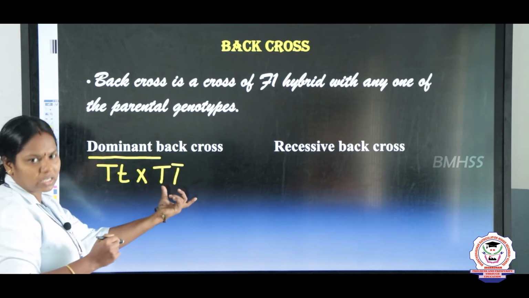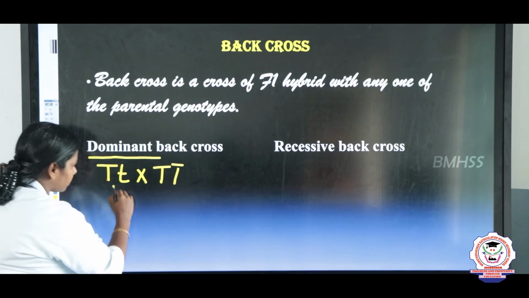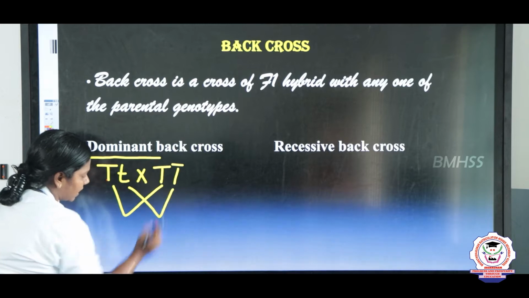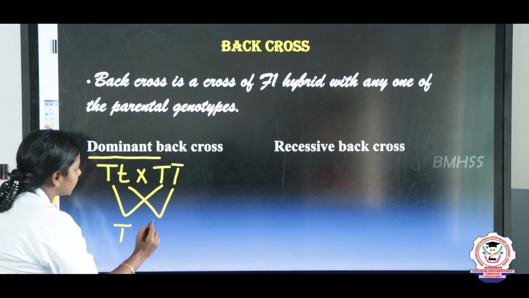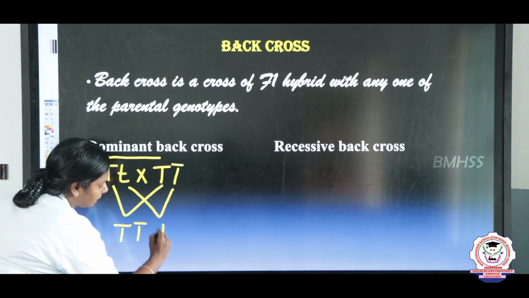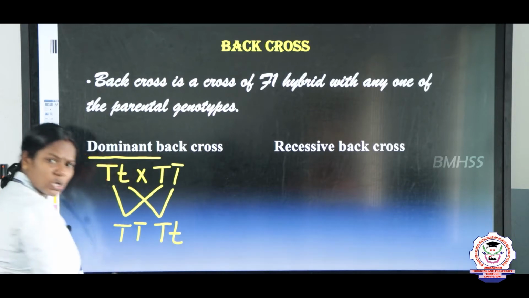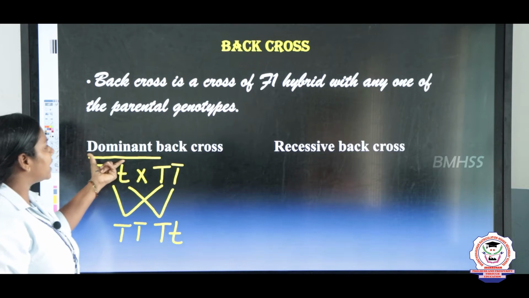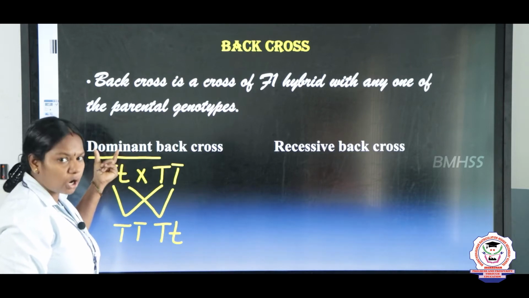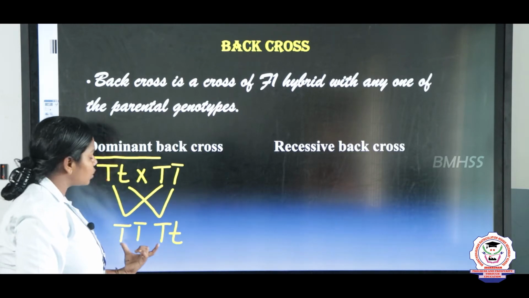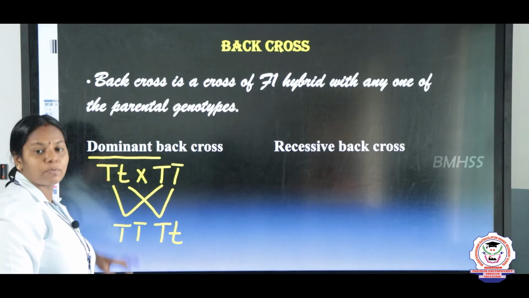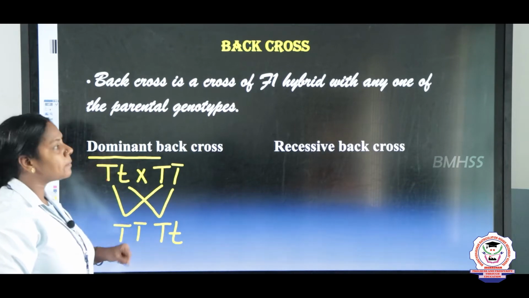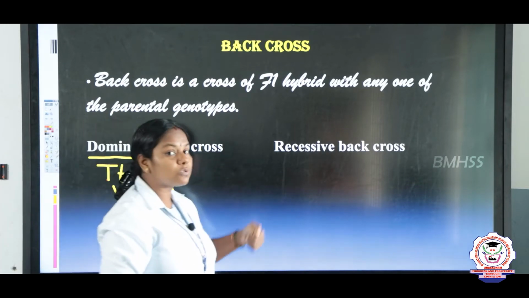So now when you cross, what will happen? In the next generation, capital T and small t. So here all the plants are tall. If the parent is dominant, there is no change in the phenotype. All plants are tall. Now we are going to see the recessive back cross.